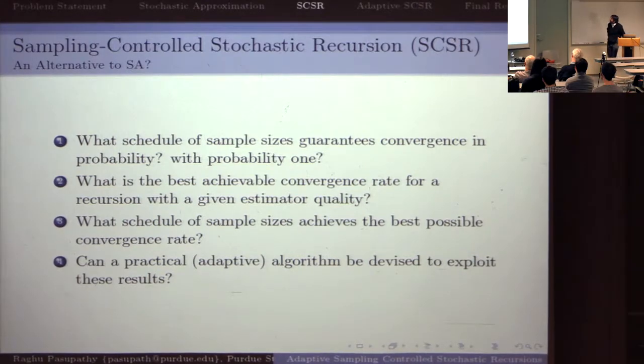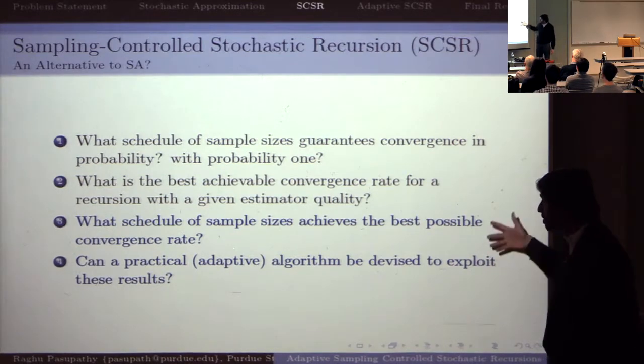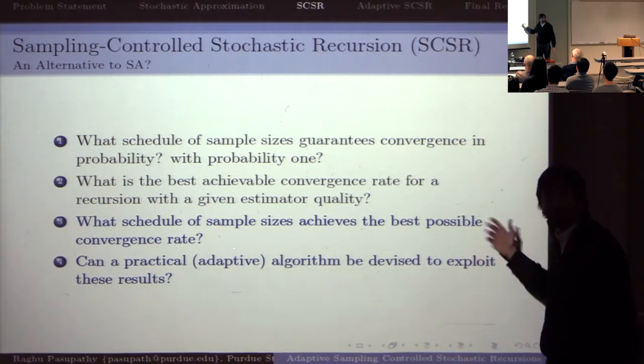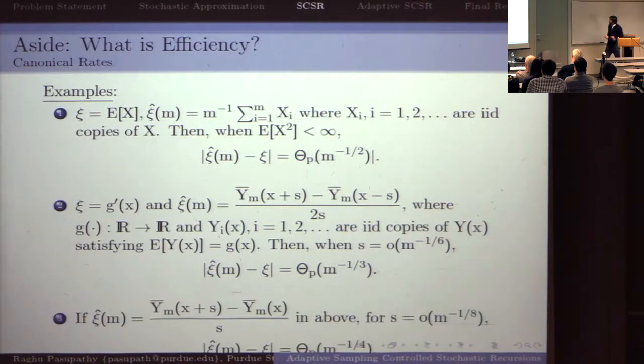Okay, so what schedule of sample sizes guarantees convergence in probability with probability 1? What is the best available convergence rate for a recursion with a given estimator quality? What schedule of sample size achieves the best possible convergence rate? And can a practical adaptive algorithm be devised to exploit these results? These last two are the particular focus of whatever I'm going to say from here on.